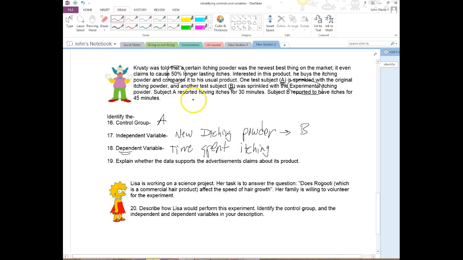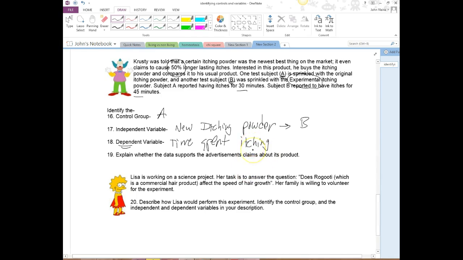So person with normal, 30 minutes. Person with the new, 45 minutes. Does this support his claim that it's 50% longer? Yeah, right on the dot. 50% of 30 is 15 minutes, and 45 minutes happens to be 15 minutes longer. So yes, it does support it.